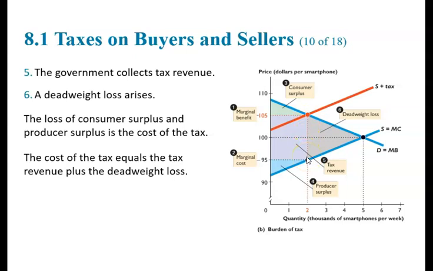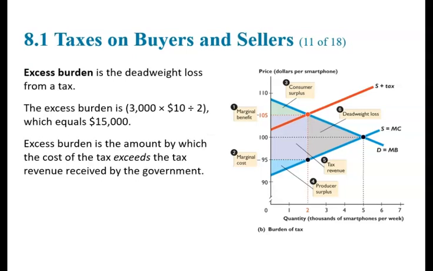Now, a deadweight loss also arises because of the imposition of tax, and that deadweight loss is actually this triangle region, which was previously part of either the consumer surplus or the producer surplus. Now this deadweight loss actually shows a loss of resources. So the loss of consumer surplus and producer surplus is the cost of the tax. So in other words, the cost of the tax is the total tax revenue generated plus the deadweight loss.